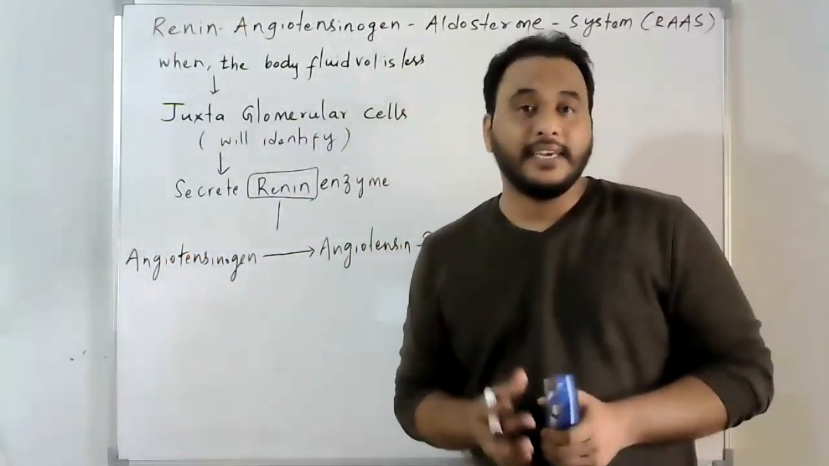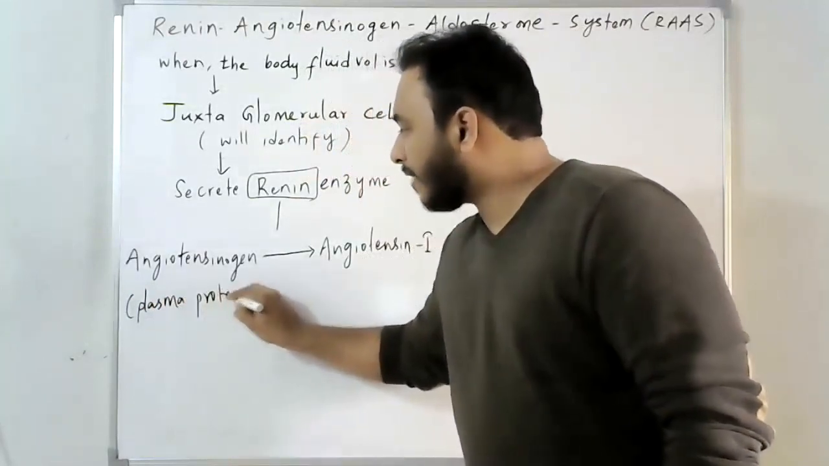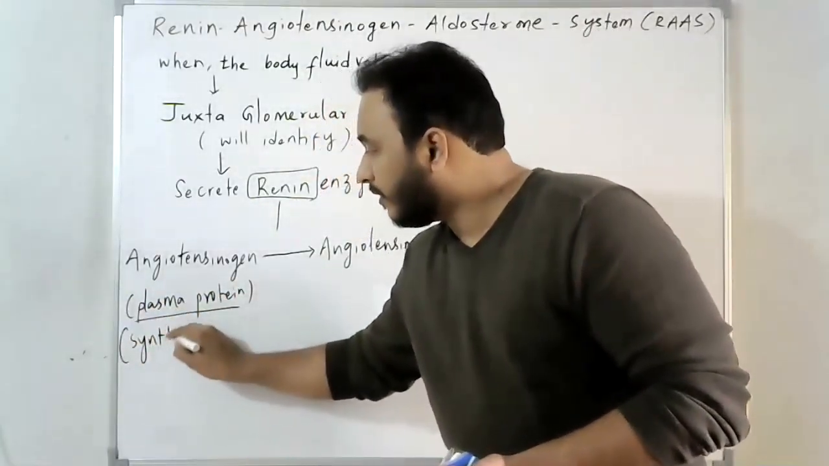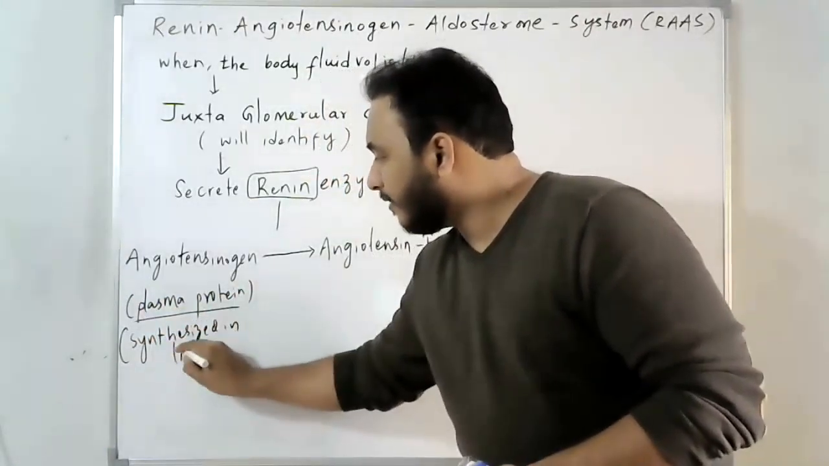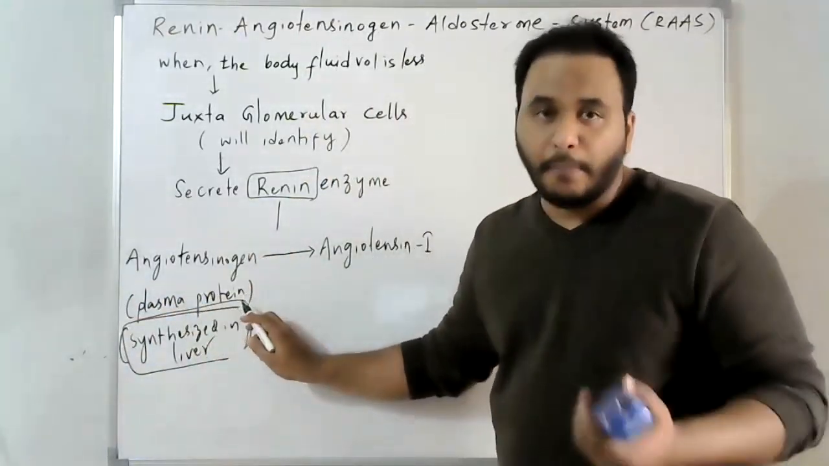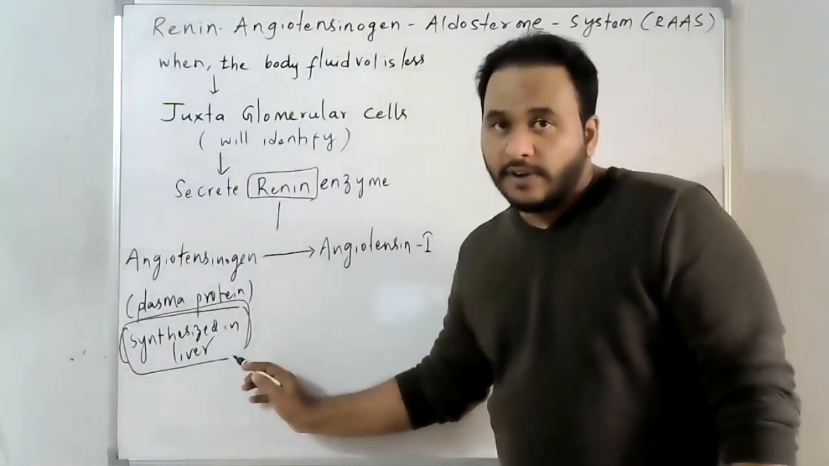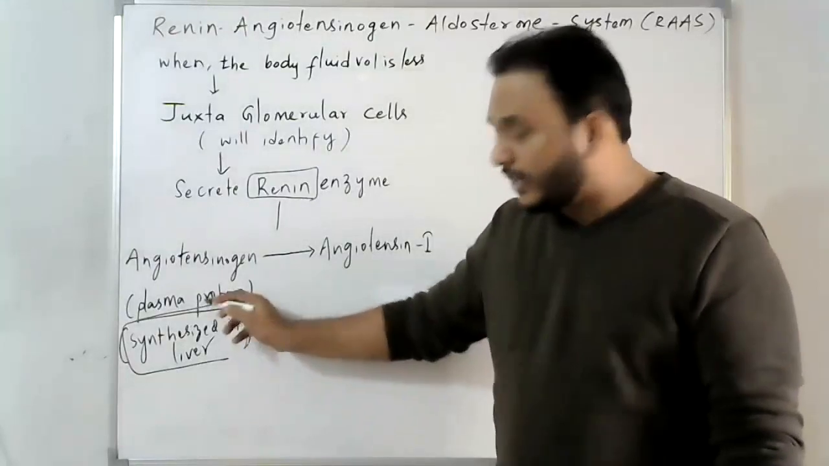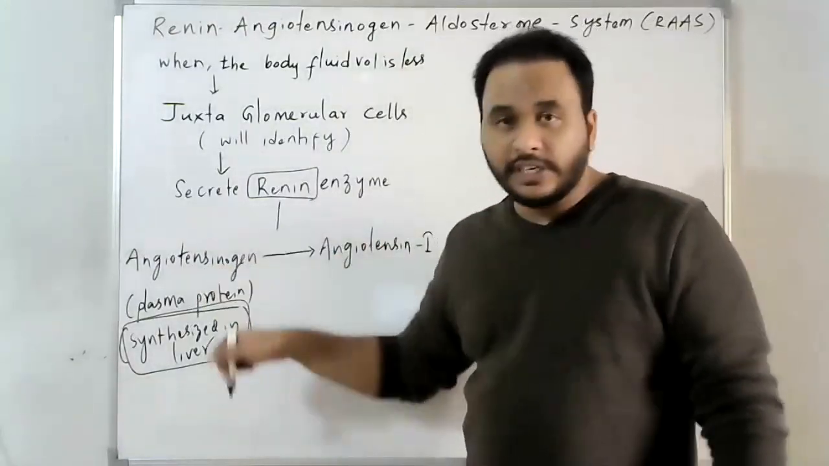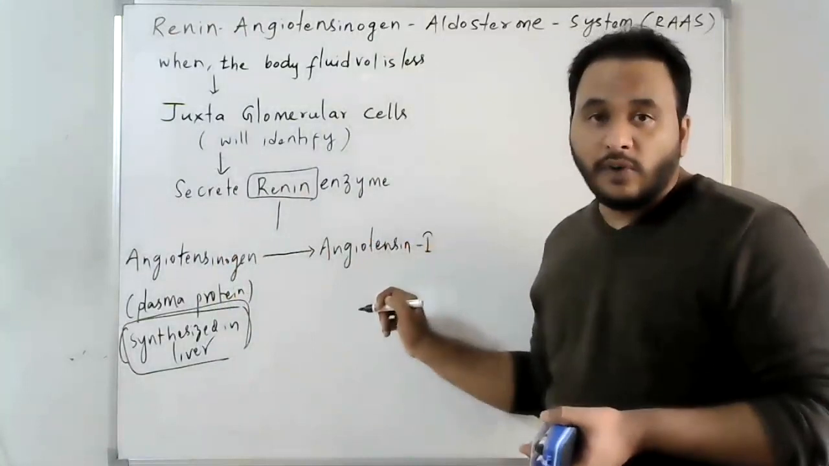Very simple. Angiotensinogen is a kind of plasma protein, which is synthesized in the liver. It's a polypeptide, a plasma protein, synthesized in the liver cells. That is nothing but the plasma protein, and that is angiotensinogen. It is in an inactive state. The angiotensinogen is inactive. That means it's a pro stage, from which angiotensin 1 will be formed.